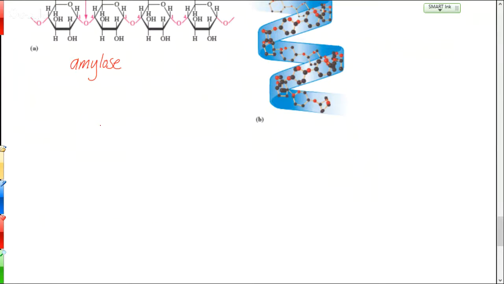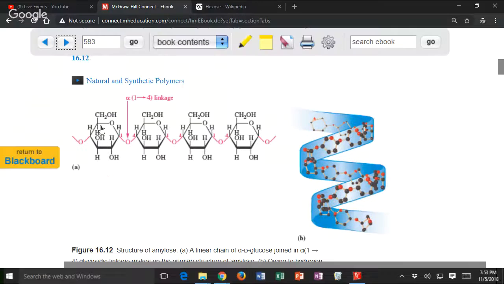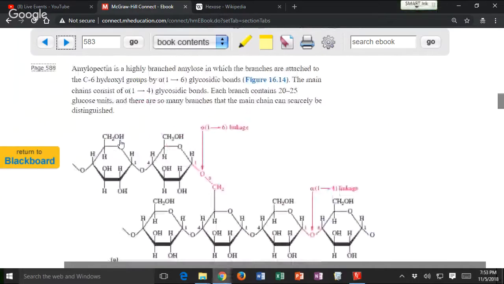which, where is it? Okay, on the next page. So here.